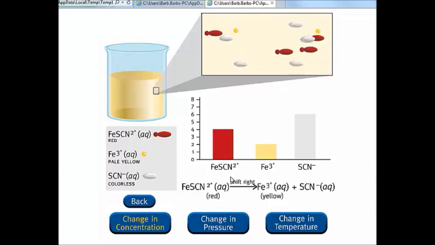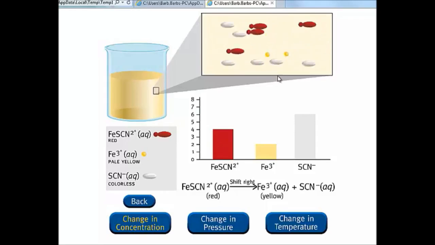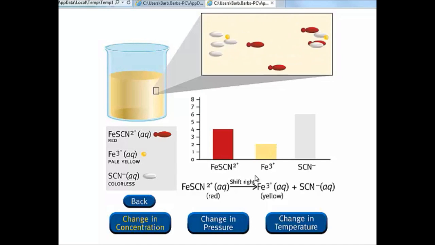The red solution turns yellow due to the decrease in concentration of the red iron thiocyanate, FeSCN2+ ions, and the formation of the yellow iron 3 oxalate ions. Note that the reaction between iron 3+ ions and oxalate ions is not shown. The shift in the equilibrium position is the focus of the simulation.